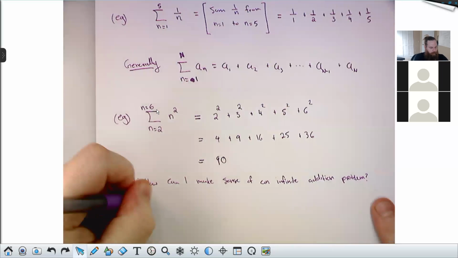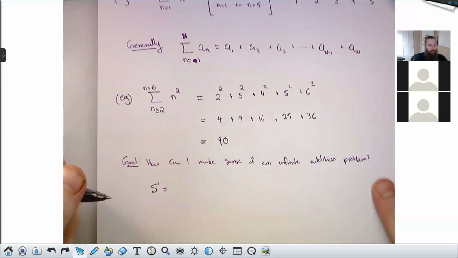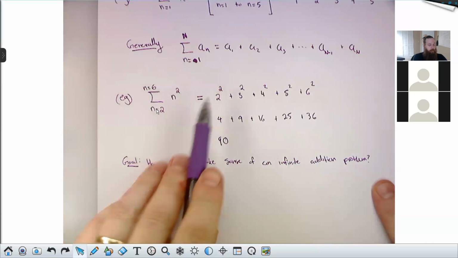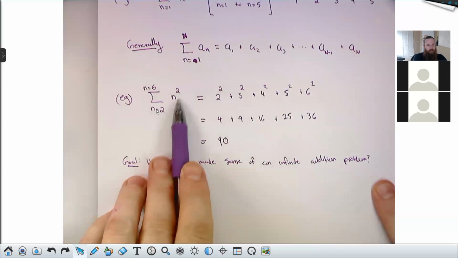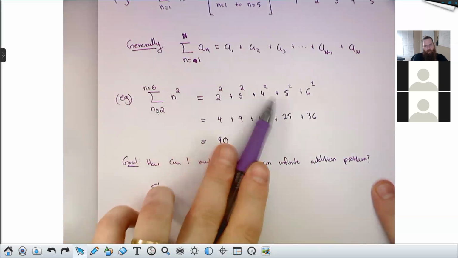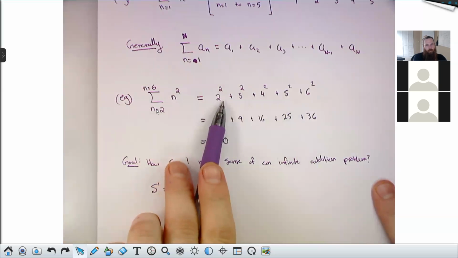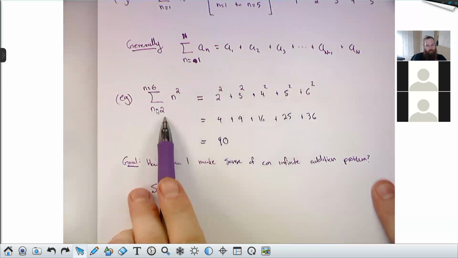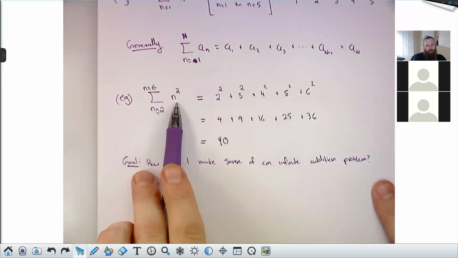I'm going to give the thing a name. I'm going to call it S. I know the first term was 2 squared because this down here says start at n equals 2. So I plug in n equals 2 for my first guy, and then I plug in all the n values between 2 and 6 and add them up. So I know that this first guy was 2 squared because this is a 2. You plug in n equals 2 into this, you get 2 squared.